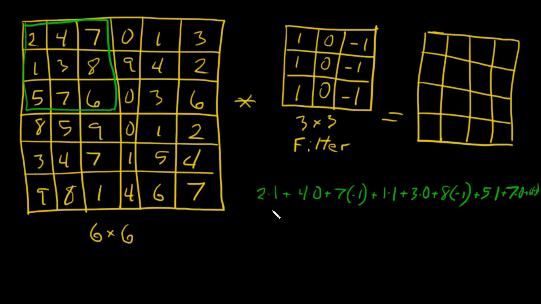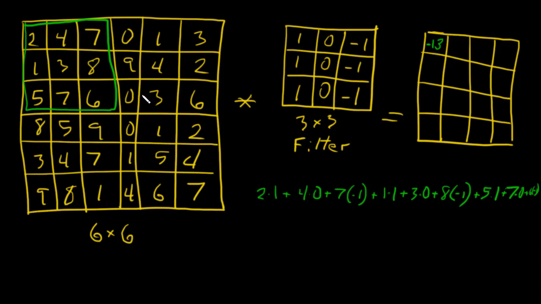All right, so this is going to give me 2 plus 0 plus negative 7. So that's a negative 5. Plus 1 is negative 4. Plus 0, still negative 4. Minus 8, negative 12. Plus 5, negative 7. Plus 0, still negative 7. Plus negative 6, which is going to give me a final value for this box right here of negative 13. Okay?